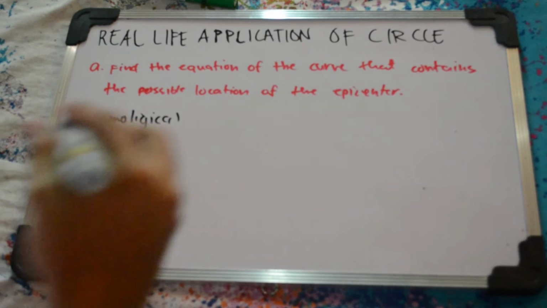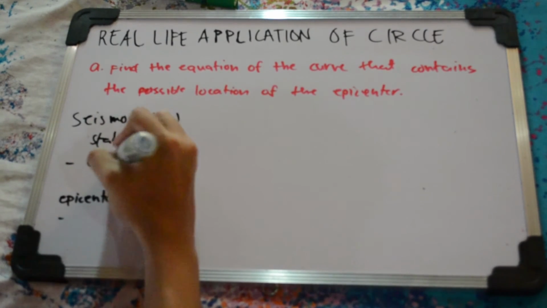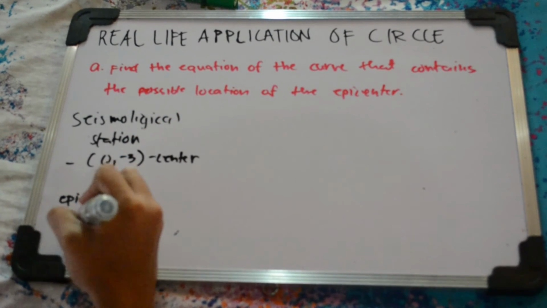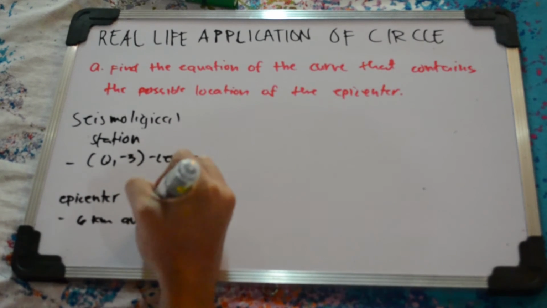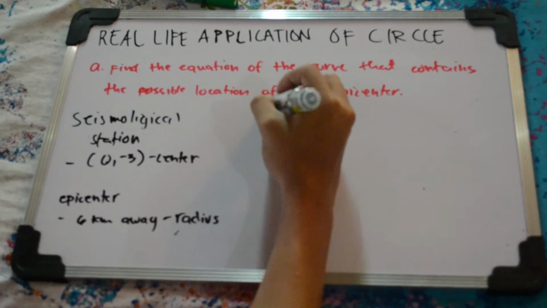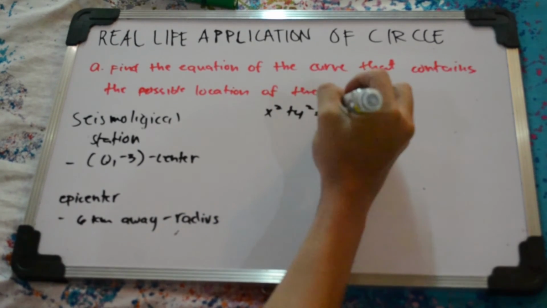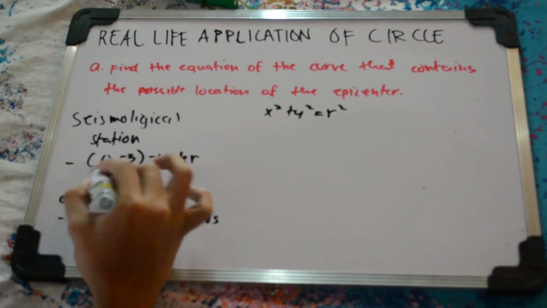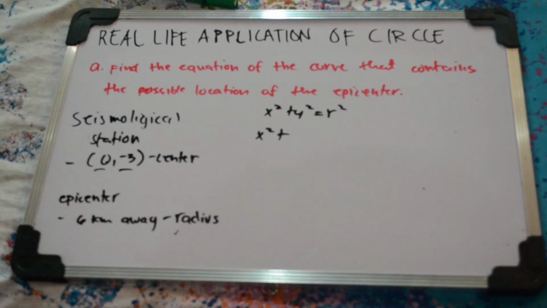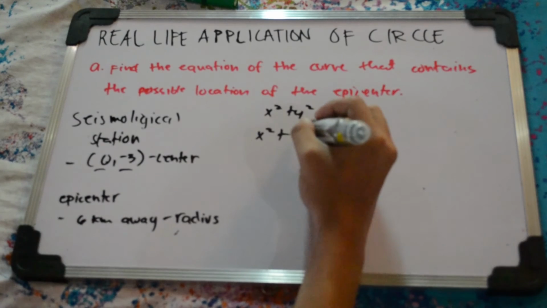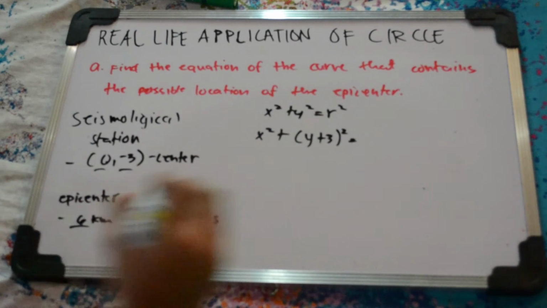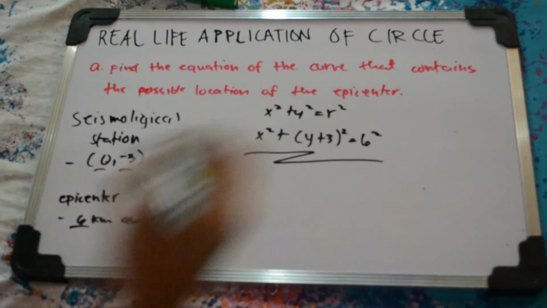So for the first question, the seismological station is located at (0, -3), which will be our center. And the epicenter is 6 kilometers away, and this will be our radius. We can derive this to the equation x squared plus y squared is equal to r squared, where our x coordinate is 0, so it will stay the same, and our y coordinate is -3. In plugging this in, it will be the opposite, so y plus 3 squared is equal to our radius, 6 squared. And this represents the equation.